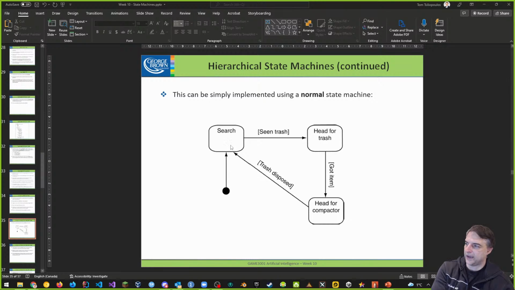I enter in a search state. This is not an enemy, but rather a robot wandering around the station. I have only one transition: I saw trash. That's the condition that transitions from the search state to the head-for-trash state. I want to get closer to the trash. When I'm close enough, I can get the item. When I get the item, I go back to the compactor. When I get back to the compactor, I dispose of the item. Once it's disposed of, I go back to the search state. Very simple way of doing things.